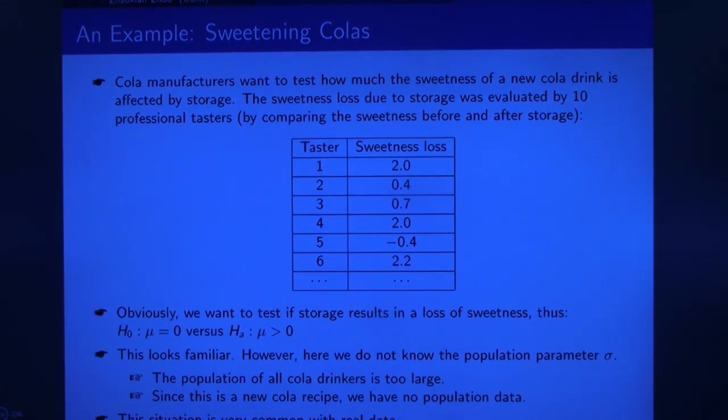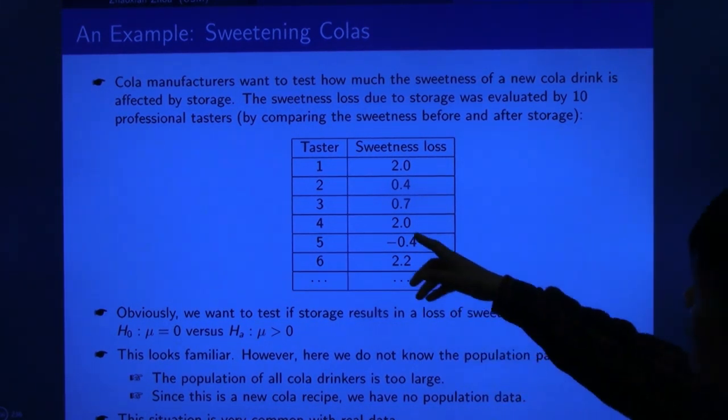Let's begin with an example. Sweetening colas. Cola manufacturers want to test how much the sweetness of a new cola drink is affected by storage. The sweetness loss due to storage was evaluated by 10 professional testers by comparing the sweetness before and after storage.